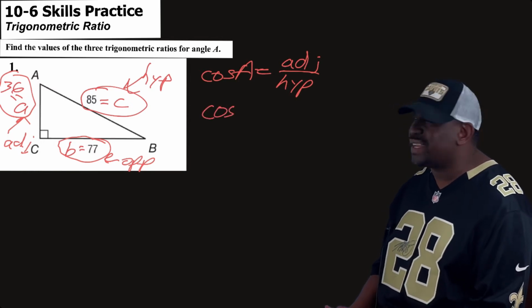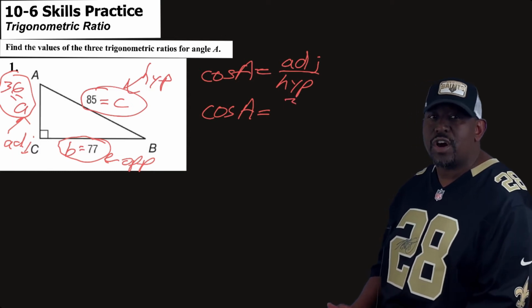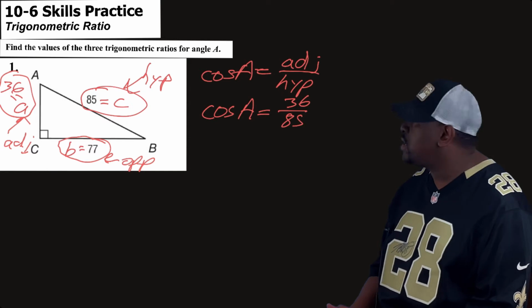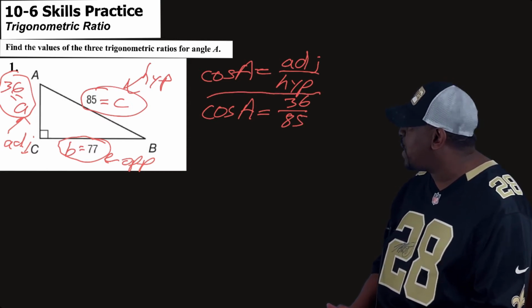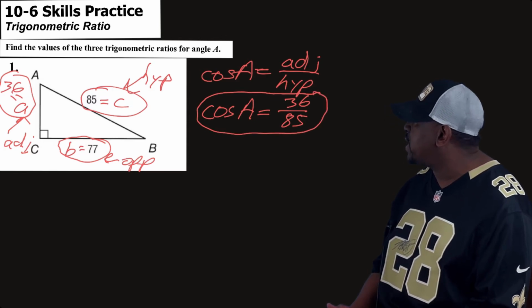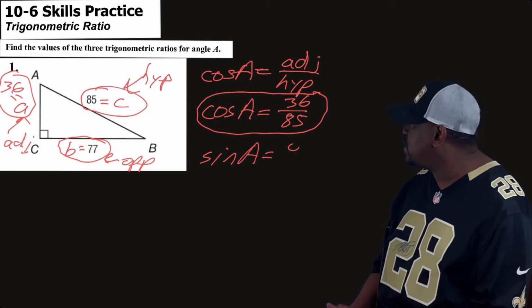So we always want to label our three sides either adjacent, hypotenuse, or opposite before we start calculating the trigonometric ratios, because that's very important. So since cosine A is adjacent over hypotenuse, we substitute the sides adjacent and hypotenuse, and cosine A is 36 over 85. Sine A, you write the formula.